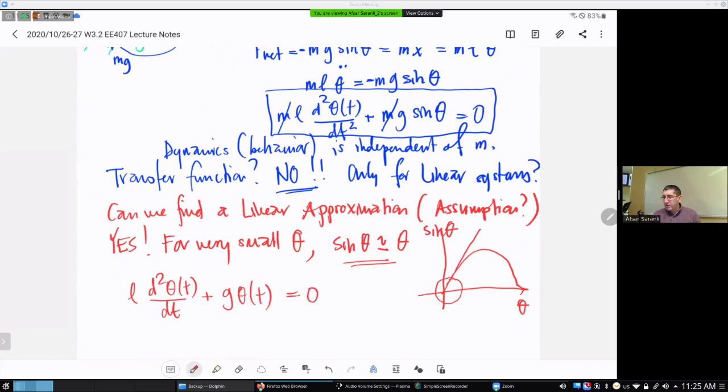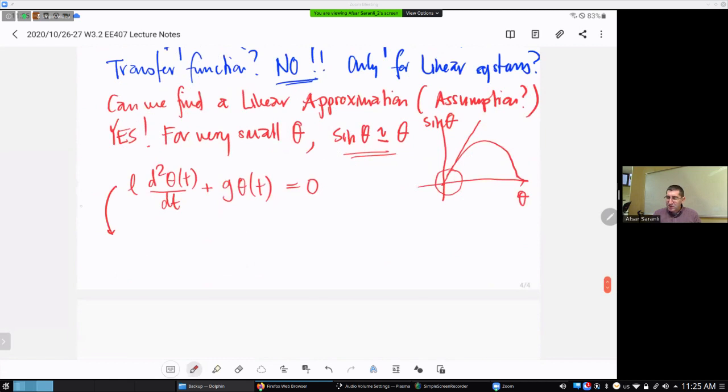And now what I can do is take the Laplace transform with the initial condition assumption. So I have Ls squared theta of s plus g times theta of s is equal to 0. Can I actually obtain a transfer function here? I guess we can't. There is another problem here. There is no input.